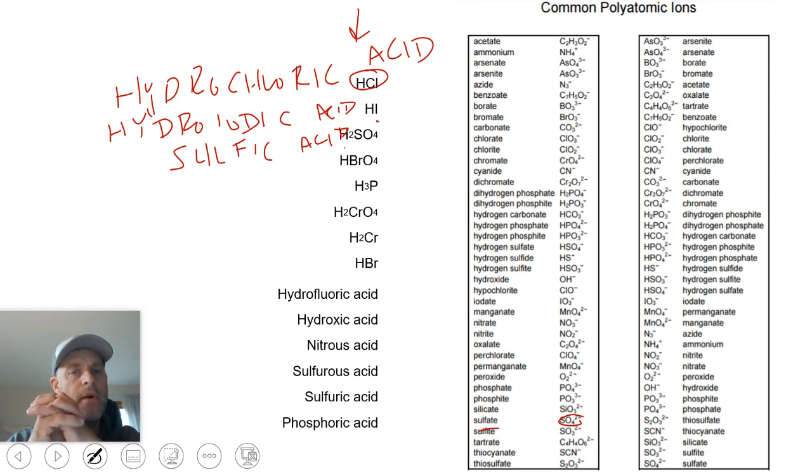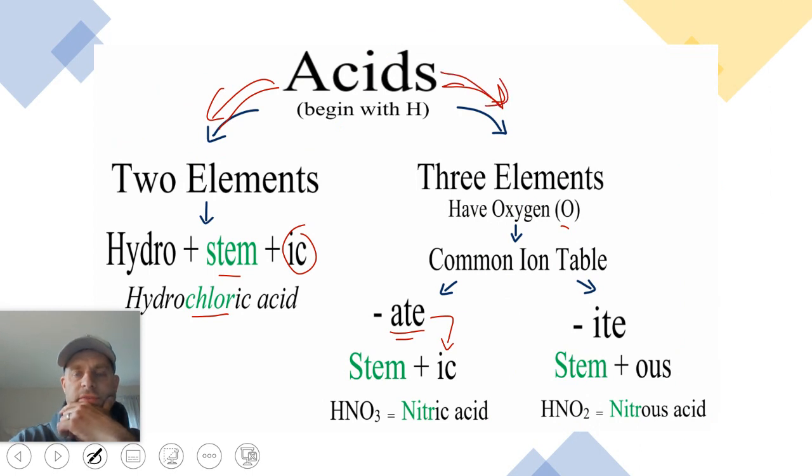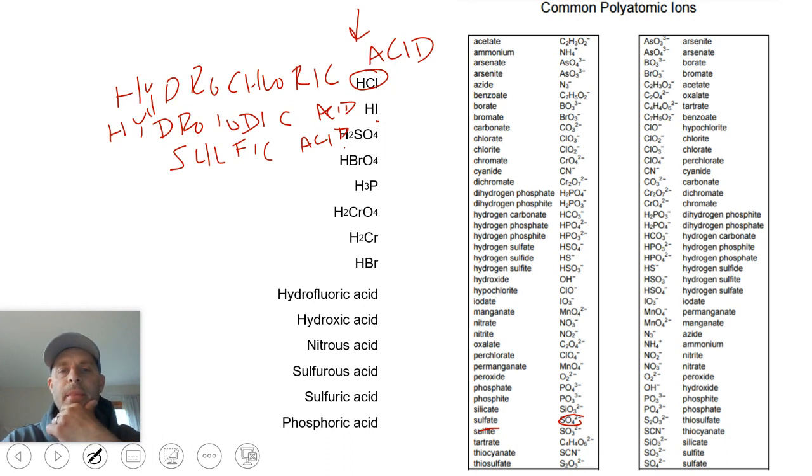Okay, next one, here we go, HBrO4. H1Br1O4. So again, I'm going to go this direction. 3 elements. I got to find the ion table. So here we go. Common polyatomic ions, BrO4. Where is BrO4? I see BrO3. Do I not have it on this table? So this is a partial list. It's not a complete list.